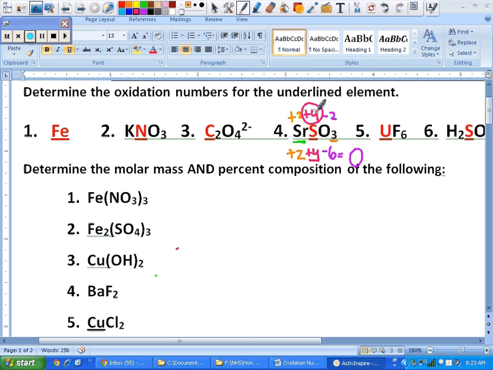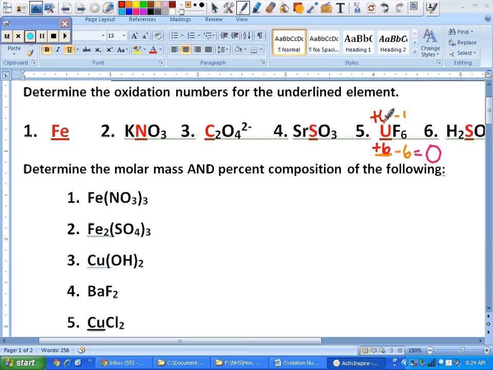This one is UF6, so set this equal to 0. Now, we've got fluorine this time. What is its oxidation number? -1. Why is it -1? It's a group 17, and it's the most electronegative. So set this equal to -1. Mathematically, this is -6. Calvin, what's the only thing that makes that true? Very good. +6. And since there's only 1 uranium, how many does it have to give away? All 6. And that is your answer.